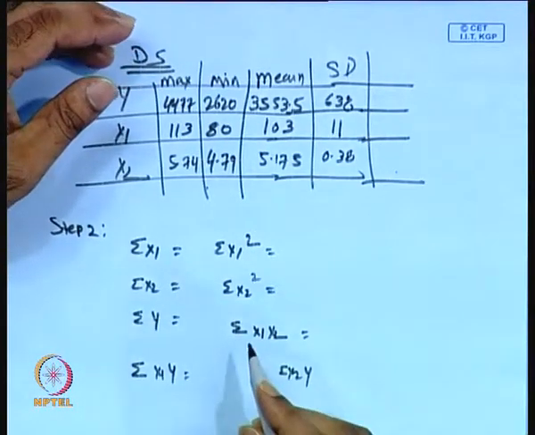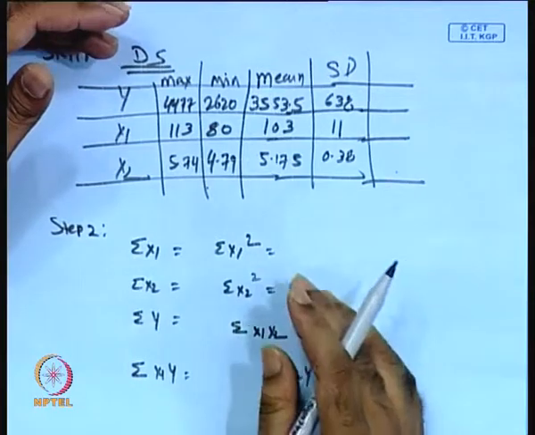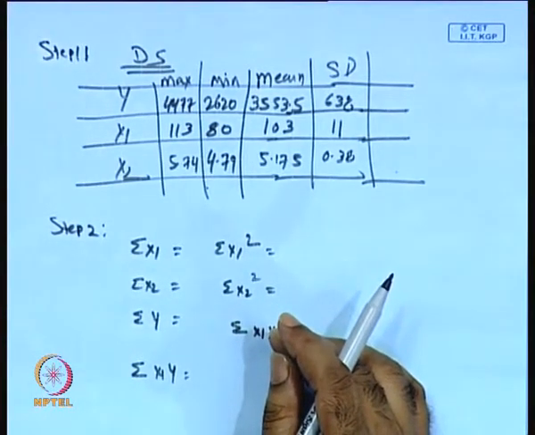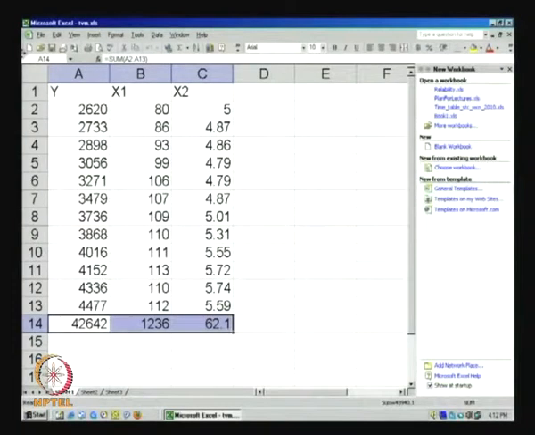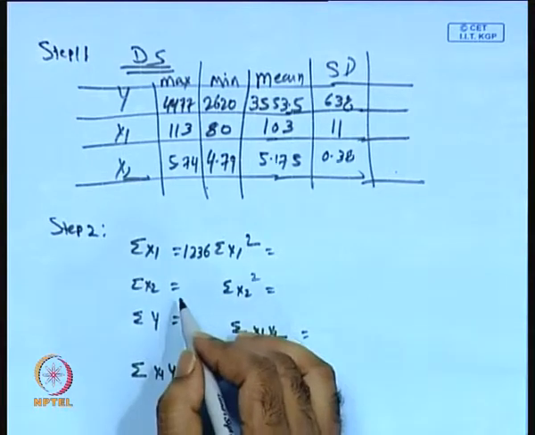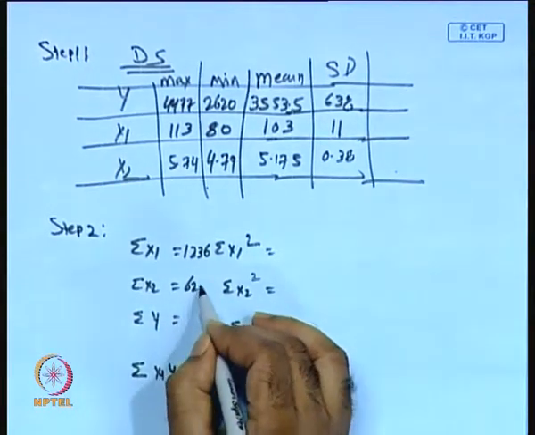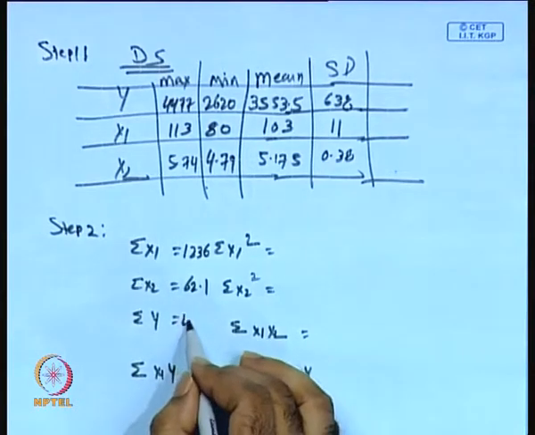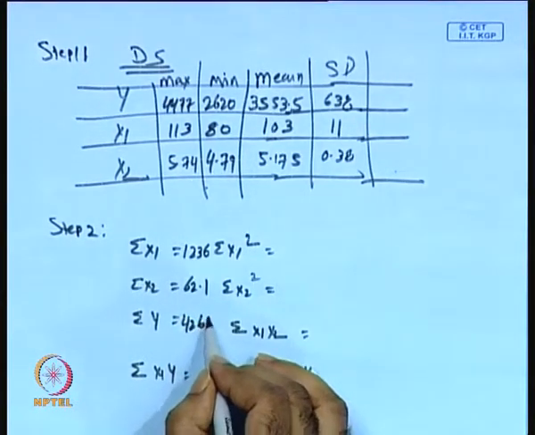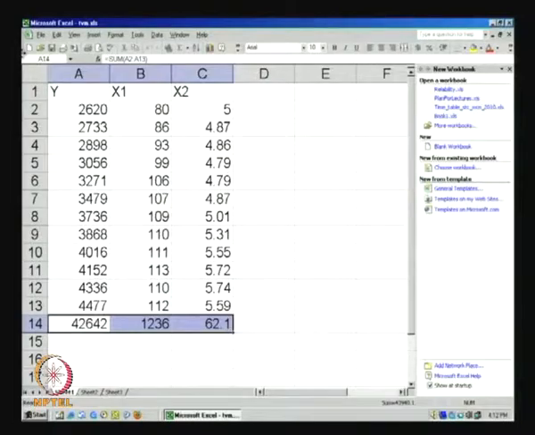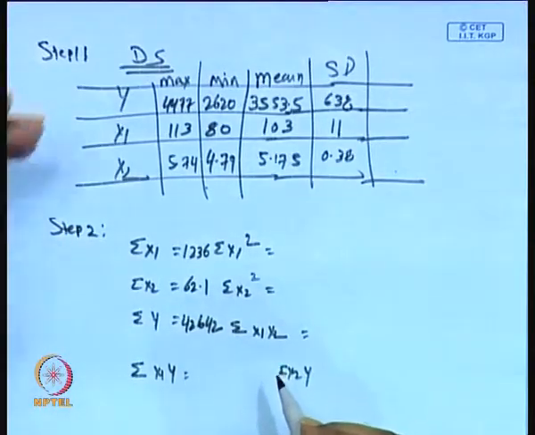What is summation x 1 here? Summation x 1 is 1236. Then summation x 2 is 62.1, and summation y is 42642. This is how the entire structure looks, and in fact I have not added all the other columns here. I am just giving the summary of this particular result.